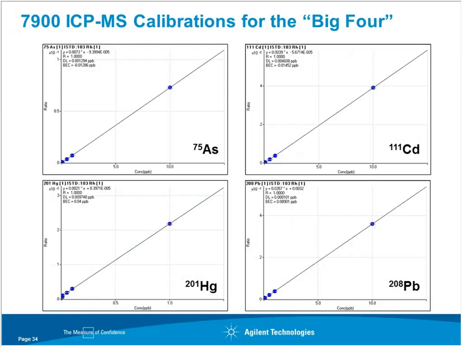And here we can see the 7900 ICP-MS calibrations for the big four. So as mentioned, the big four are arsenic, cadmium, lead, and mercury. So the 7900 has no problems calibrating at those very low levels, but with a new detector, it's a new proprietary and patented detector, it's called the ODS, the orthogonal detector system, we can actually see 11 orders of magnitude dynamic range. So we can see these ultra low levels that you see here, but at the same time, we can pick up the higher concentration elements, all in the same run.